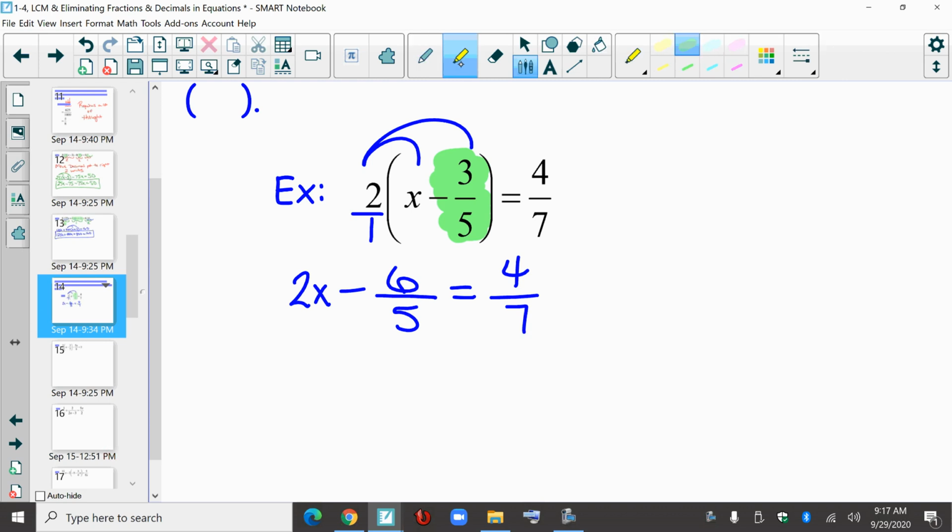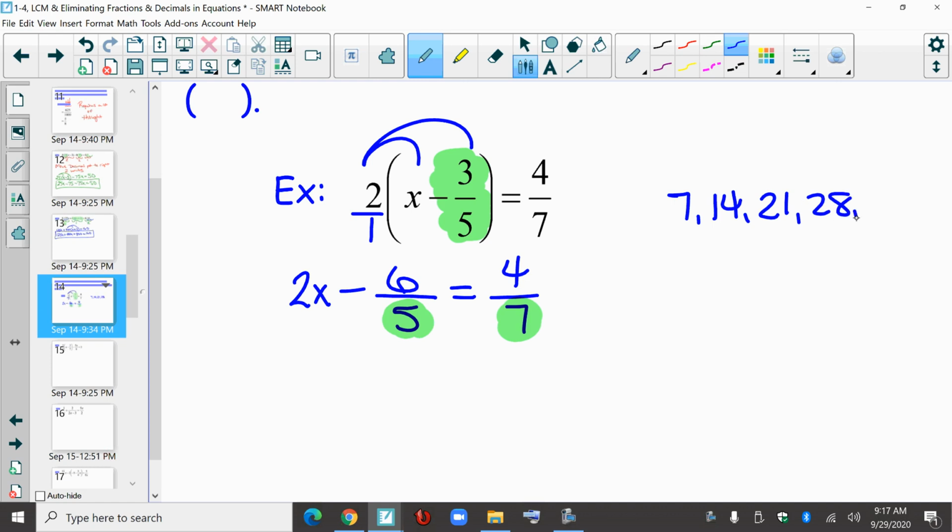So now we're going to look at our denominators, and we're going to say, what is the first multiplication table that is in common between 5 and 7? 7 times 1 is 7, times 2 is 14, times 3 is 21, times 4 is 28, times 5 is going to be 35. And immediately your brain should say, okay, well 35 is the winner. So that means I'm going to multiply this entire thing by 35.